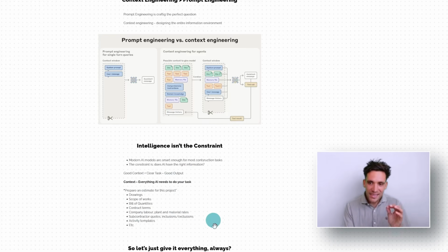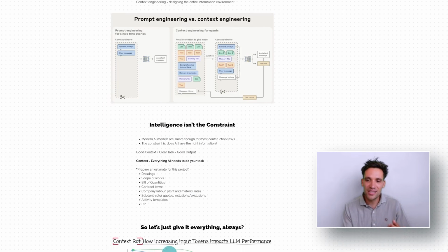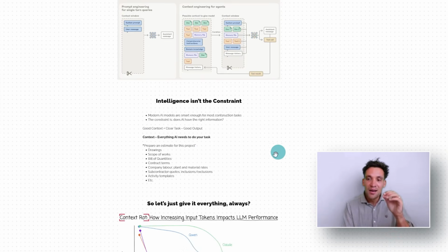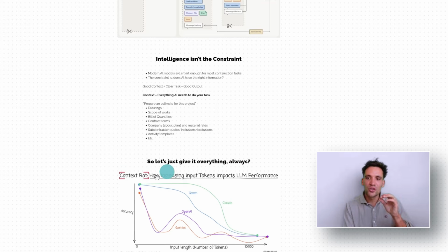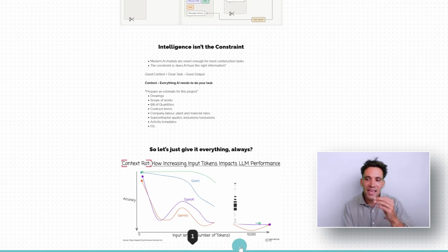So the obvious answer to this question, and where I think it starts to get a little bit more interesting and science-based: isn't the answer just to give AI everything always? Because that's the natural extension of this. You just give AI all the possible information it could use to perform the task. But there's this concept called context rot, which is basically how increasing the input size of information decreases the model's performance. These are charts showing the accuracy of the model in answering questions against the input length.